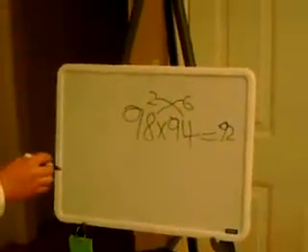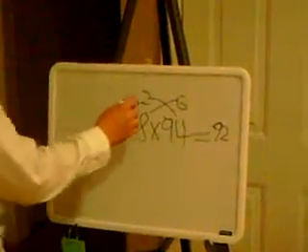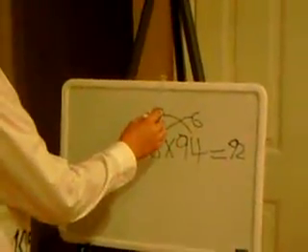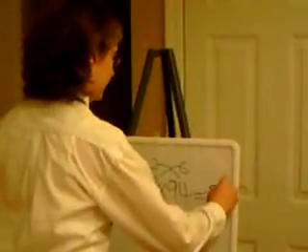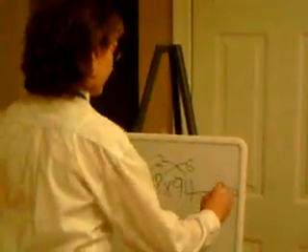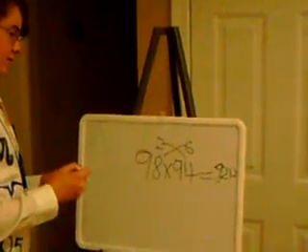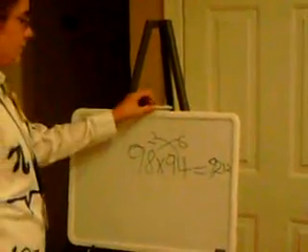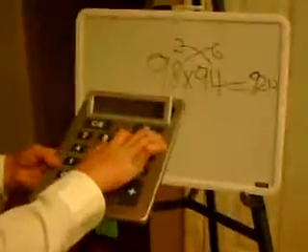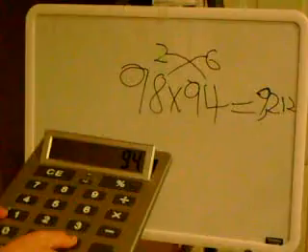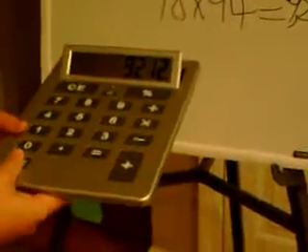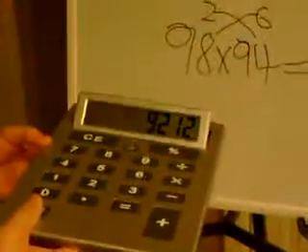And then for the next two digits, you multiply the distance away from 100. In this case, it would be 2 times 6, which would equal 12. So the answer should be 9,212. So go over to my handy dandy colossal calculator and see if this is in fact correct. 98 times 94 equals 9,212. So it is indeed correct.